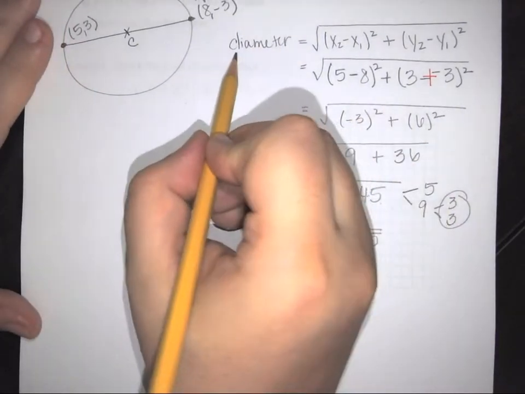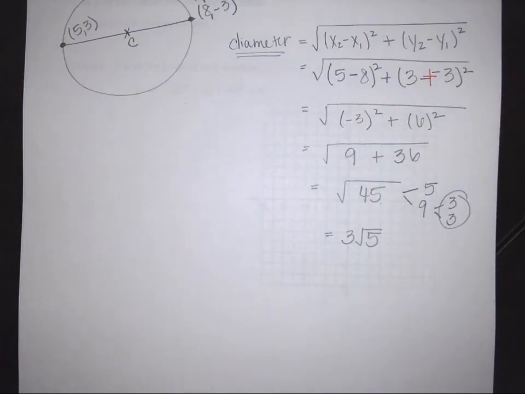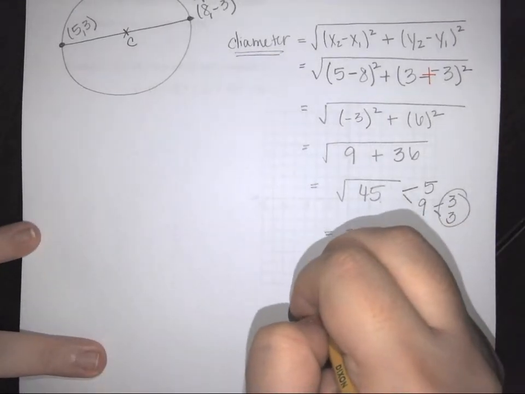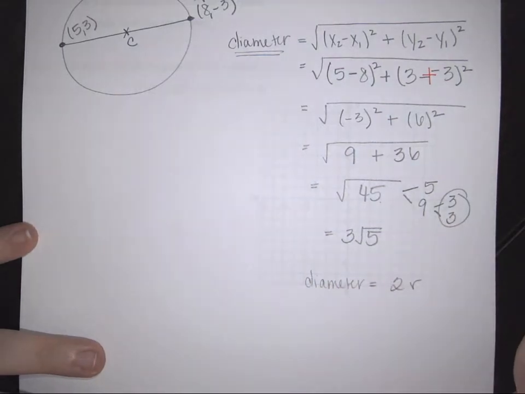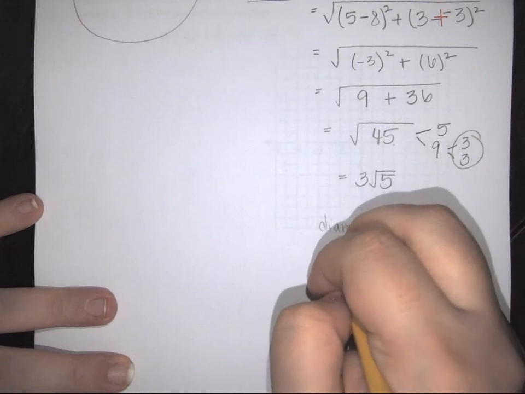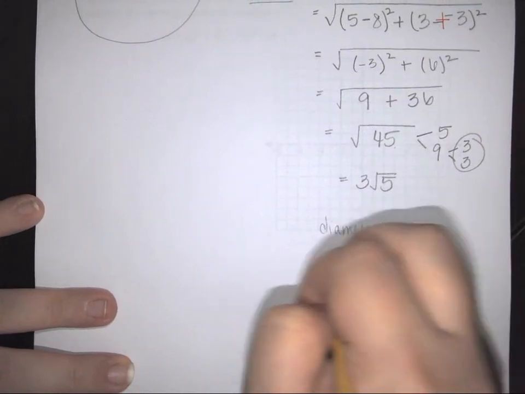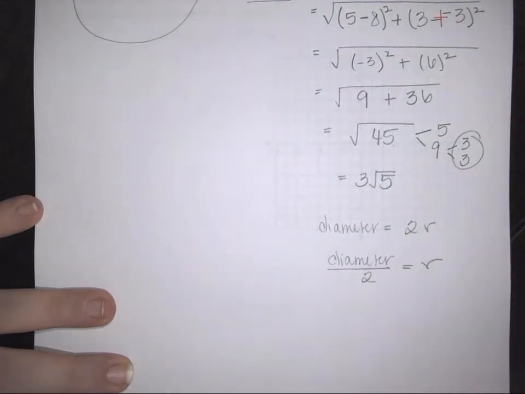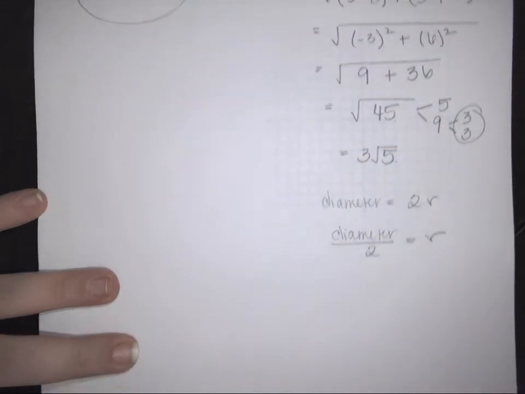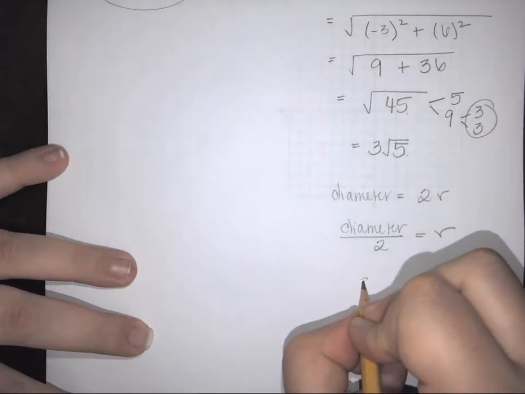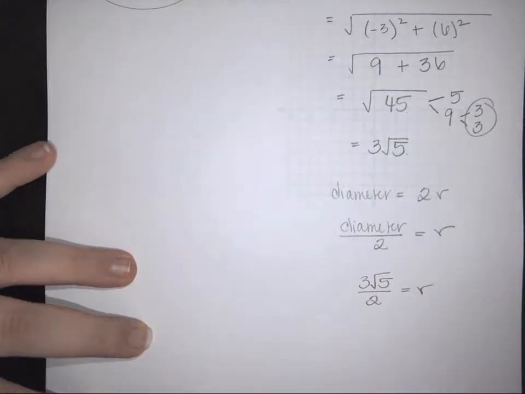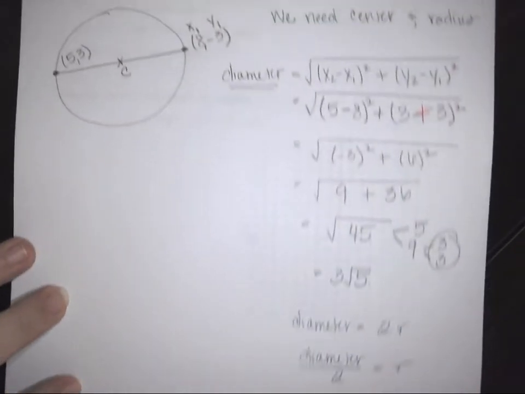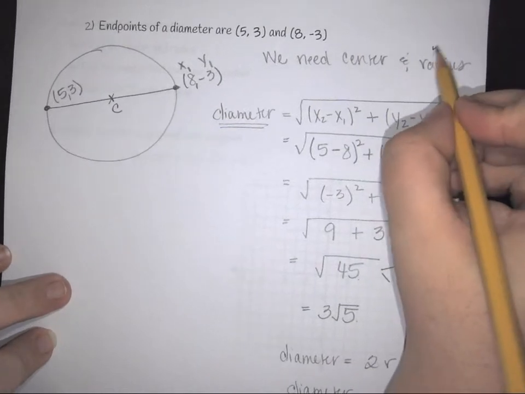Now, this was my diameter. So the first thing that I need to do is I need to remember that my diameter equals twice the radius. Therefore, I have to take my diameter and divide it by 2 to give me the radius. My diameter was 3 square roots of 5. So my radius is actually 3 square roots of 5 divided by 2 equals your radius. So if we're looking at the things that we need, first one's done.